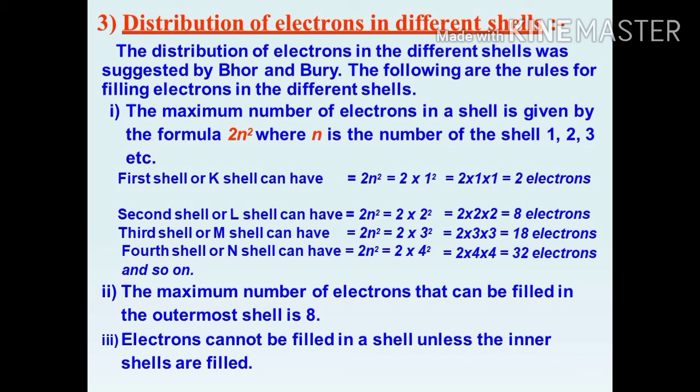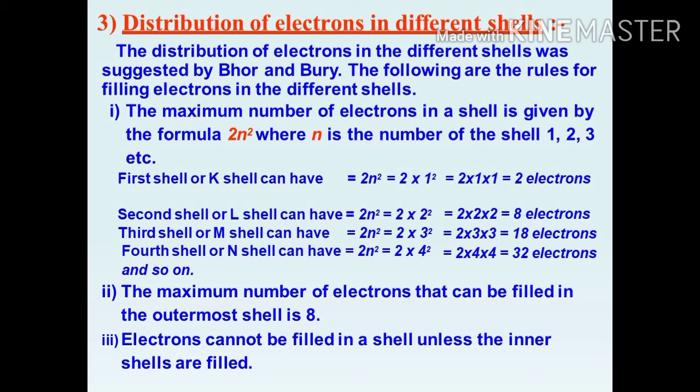The maximum number of electrons in a shell is given by the formula 2n², where n is the number of the shell. Dear students, keep it in mind. The maximum number of electrons in a shell is given by the formula 2n², where n is the number of the shell.